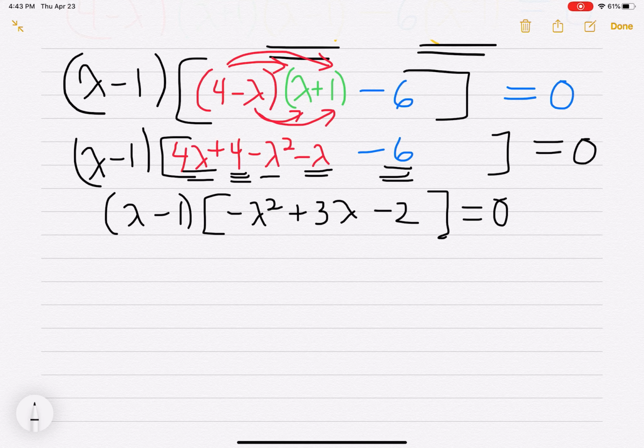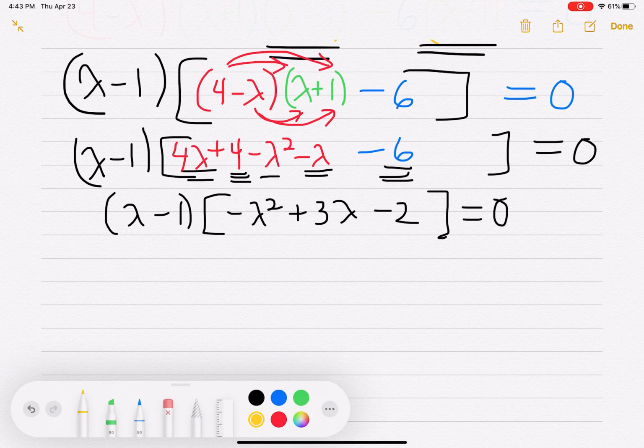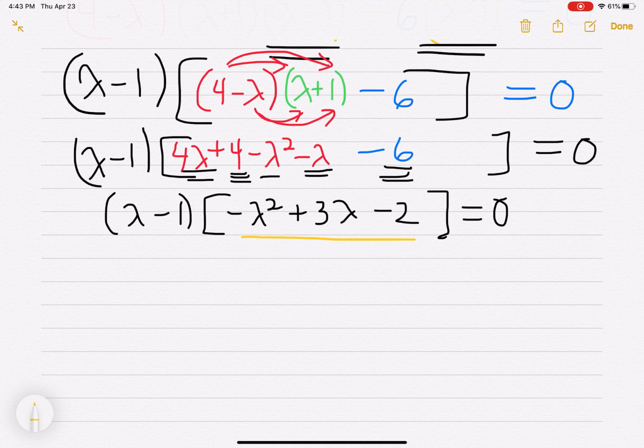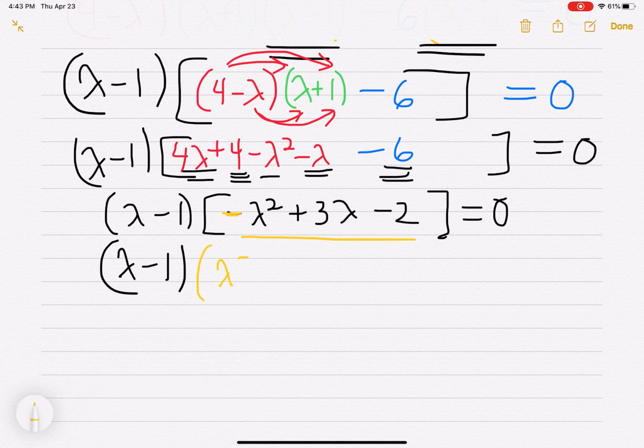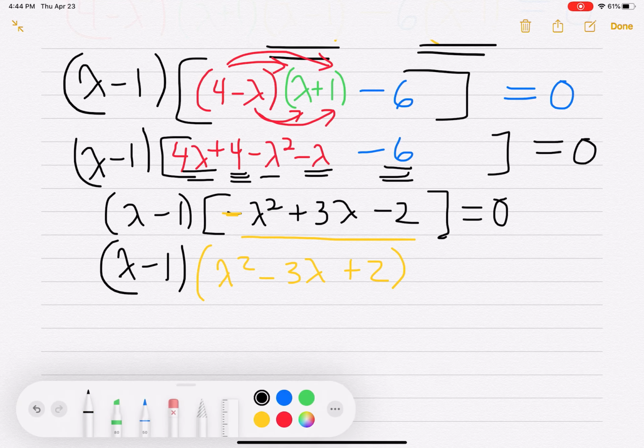All right. So what I got to do now is focus on factoring this quadratic right here, this yellow one. I don't like that negative out in front of the lambda squared, so I'm going to factor out a negative. Or what you could do is multiply both sides by negative 1. So I'm going to have lambda minus 1, and when I multiply both sides by negative 1, I'm going to get lambda squared minus 3 lambda plus 2. And on the right side, when I multiply by negative 1, it stays 0.